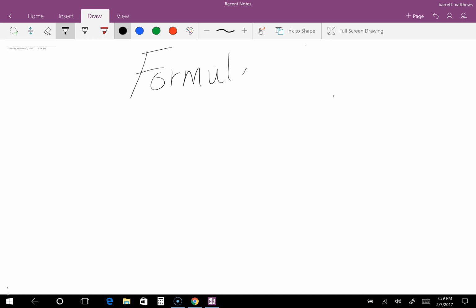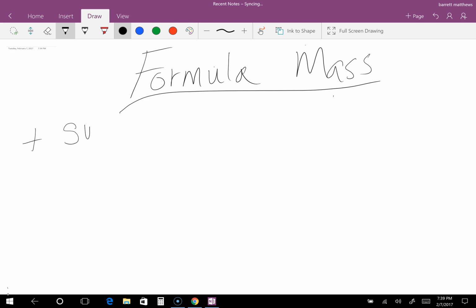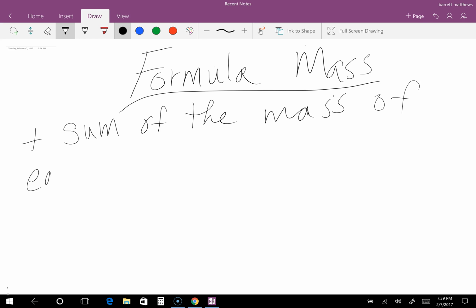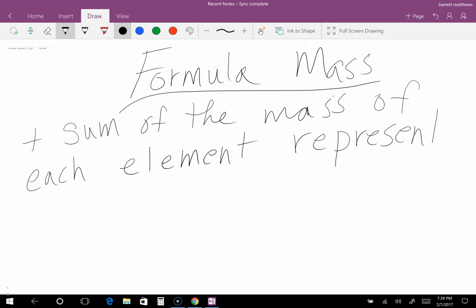Welcome back. Let's take a look at the idea of formula mass. So instead of dealing with just single elements, we are going to look at compounds themselves. To figure out the formula mass, you need to take the sum of the mass of each element represented in a compound. So we will take the parts and add them together to make the whole.